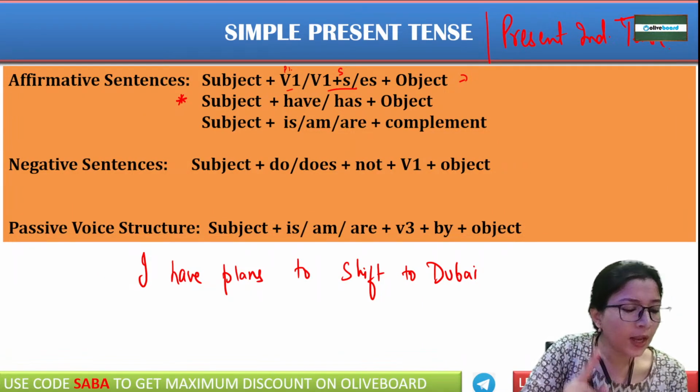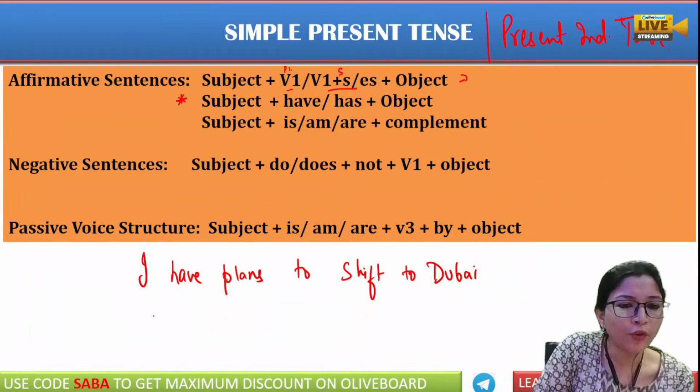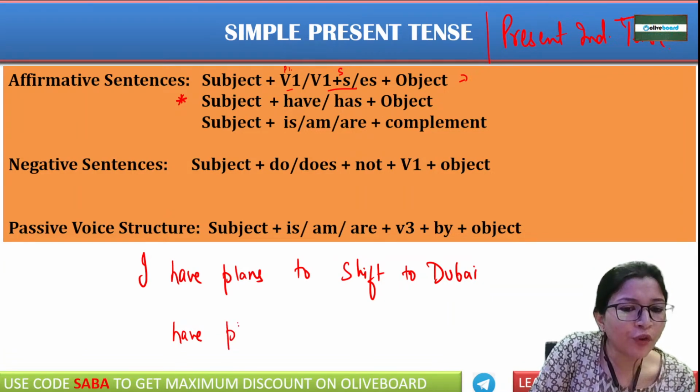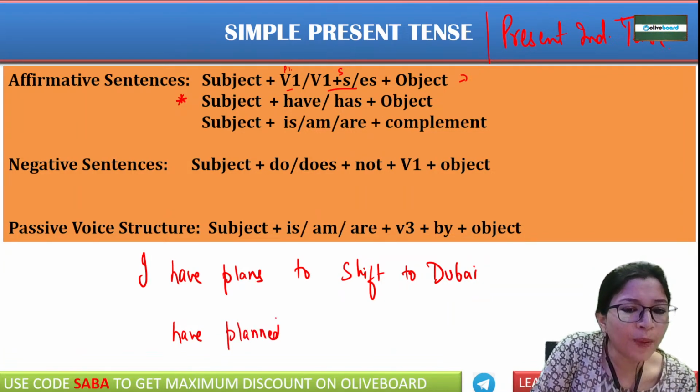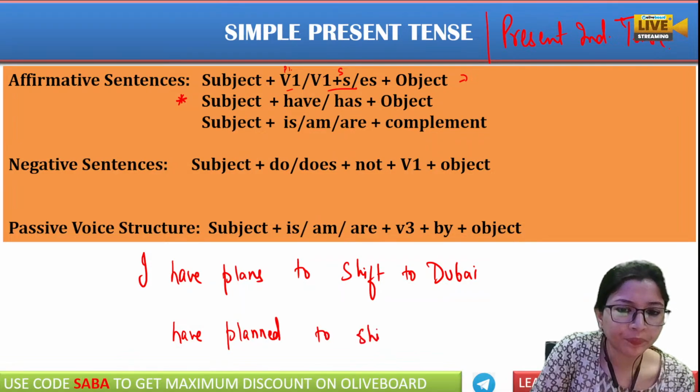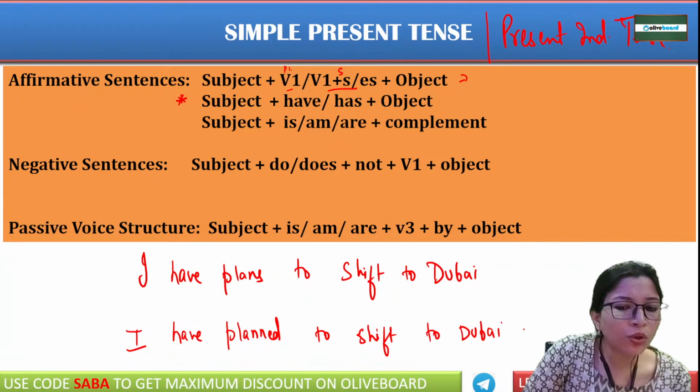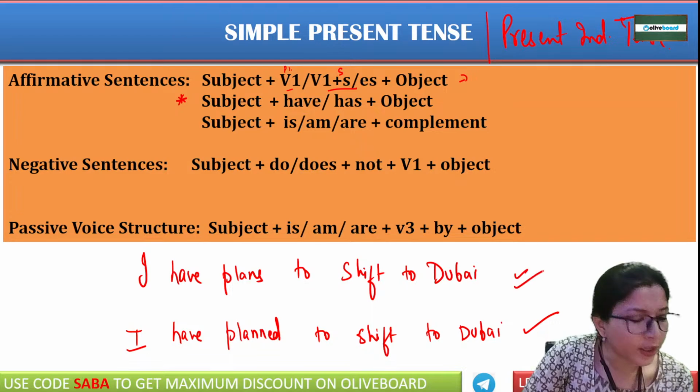अब देखिए इसमें many of you will say कि मैम have is followed by V3 form. ध्यान से सुनिएगा बात को, ठीक है? So you will say कि मैम have is followed by V3 form, so it should be I have planned to shift to Dubai. Okay. Now, this is also the correct structure.